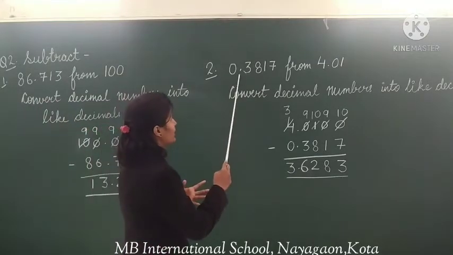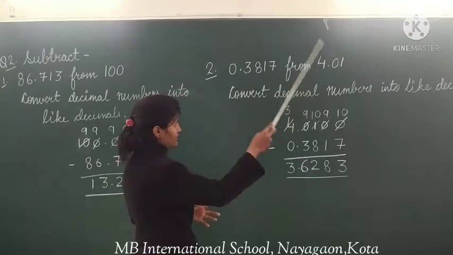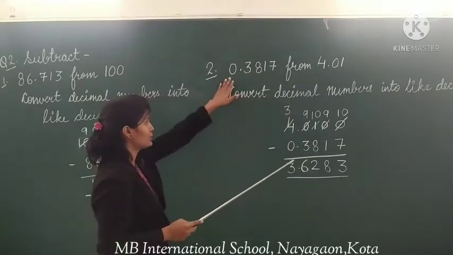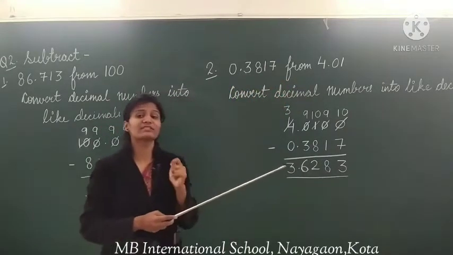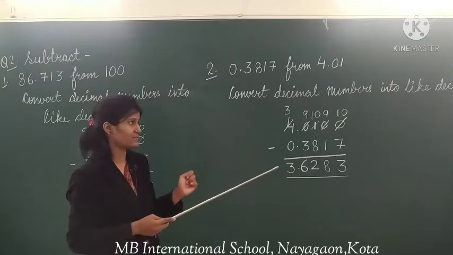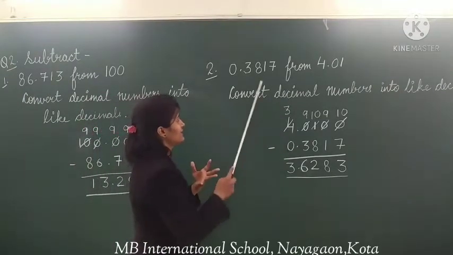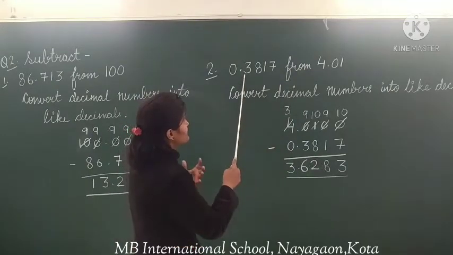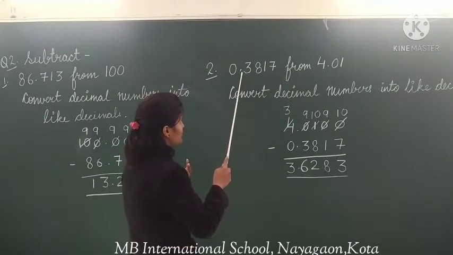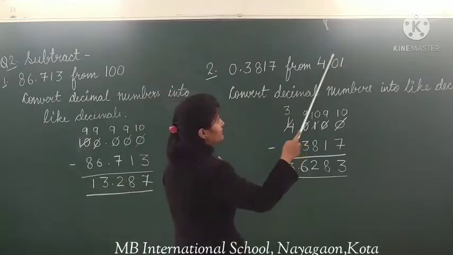Similarly, one more question. Subtract 0.3817 from 4.01. Again first convert it into like decimal. सबसे पहले आप क्या करेंगे, like decimal में convert करेंगे. Convert कैसे करेंगे? किस कहाँ पे सबसे highest number of decimal places है? This has the highest number of decimal places, like 0.3817. तो आपको convert करना है 4.01 को like decimal में.